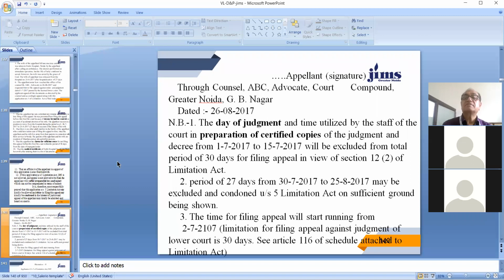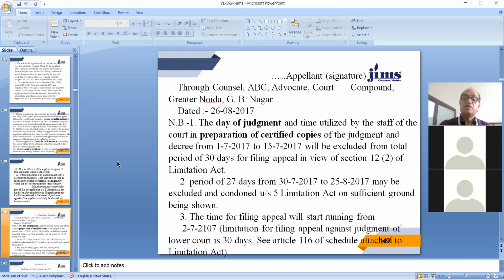The appellant will put his signatures over there, and since this application is to be moved along with the appeal through some counsel, you are supposed to draft it through counsel ABC Advocate, Court Compound, Greater Noida, Gautam Buddha Nagar, and the date of moving this application along with the memorandum of appeal is 26 August 2017. So dear student, this is how you will explain the delay caused in filing appeal.